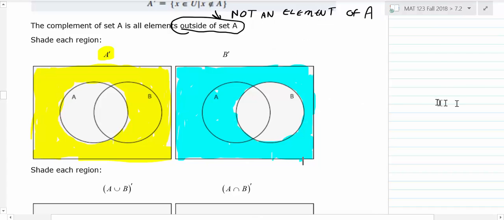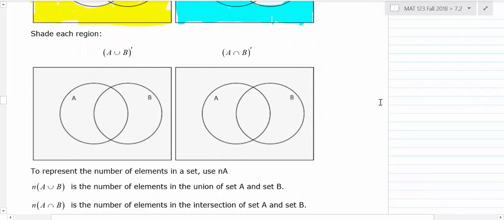Okay, all right. So now what we're going to do is it gets a little bit harder when we start putting things together. So if we go down to the bottom here, it's not a bad idea to write down what this means. What this means is, since that's a complement, that means everything that is outside of the union of A and B. Okay, now I'm going to show you kind of the way I think through this.